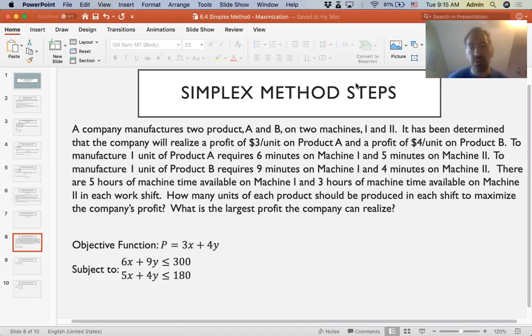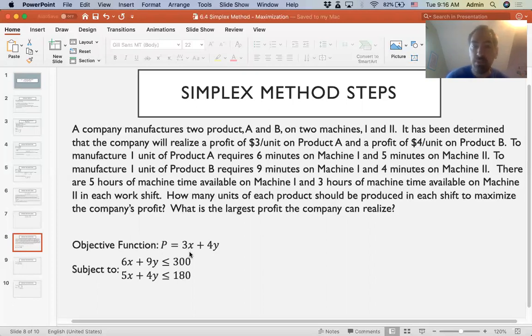All right, in this case, we have a company that manufactures two products, A and B, on two machines, 1 and 2. And it's been determined that the company will realize a profit of $3 per unit on product A and a profit of $4 per unit on product B. Now, this is where we find the objective function. We want to maximize the profit, and this first sentence is giving us how the profit is determined. We have $3 per unit on product A, $4 per unit on product B. That's where the profit function comes from.